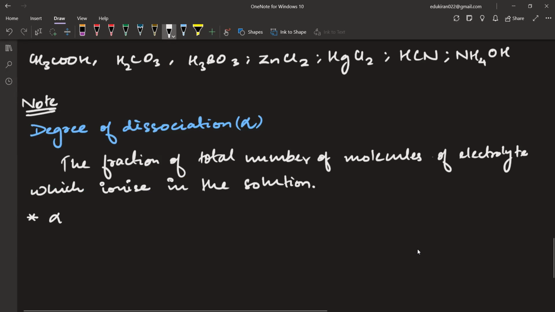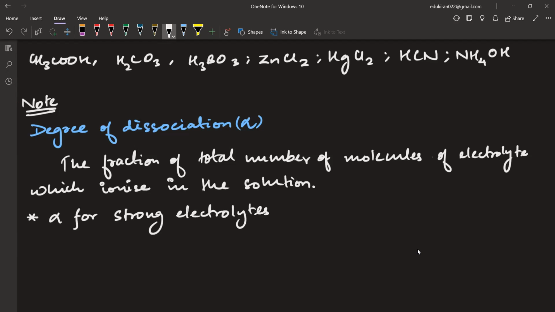Next point, alpha for strong electrolytes is equal to 1. You can write almost equal to 1. We have written almost just to be scientifically more accurate, because in theory nothing can get completely dissociated. But the fraction of NaCl remaining in the water will be immeasurable. That means you cannot measure it, so for the practical sense it is always equal to 1 for strong electrolytes.